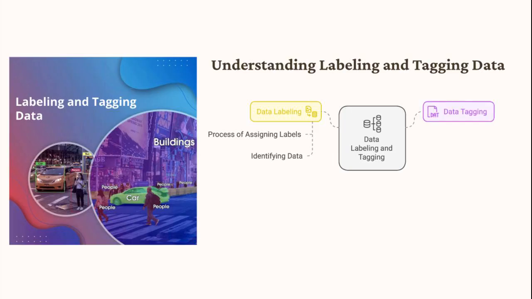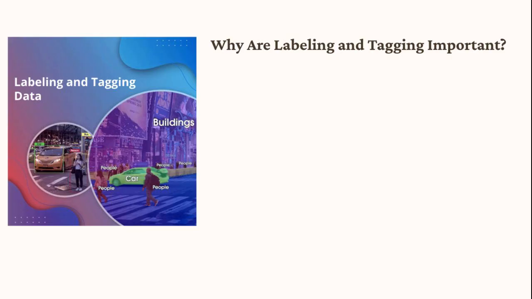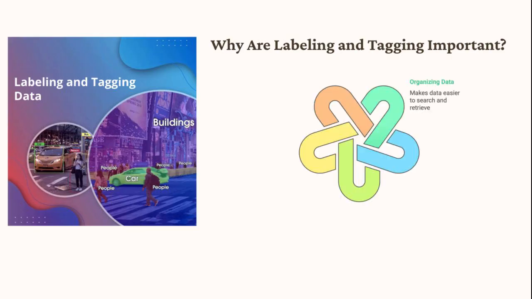While data tagging is similar, it often involves assigning multiple descriptors or keywords to data to provide more context. Labeling and tagging data are crucial for several reasons. 1. Organizing data. Labeled and tagged data is easier to search, sort, and retrieve. 2. Powering machine learning models. Labels are the foundation of supervised learning, where models learn from labeled examples to make predictions.